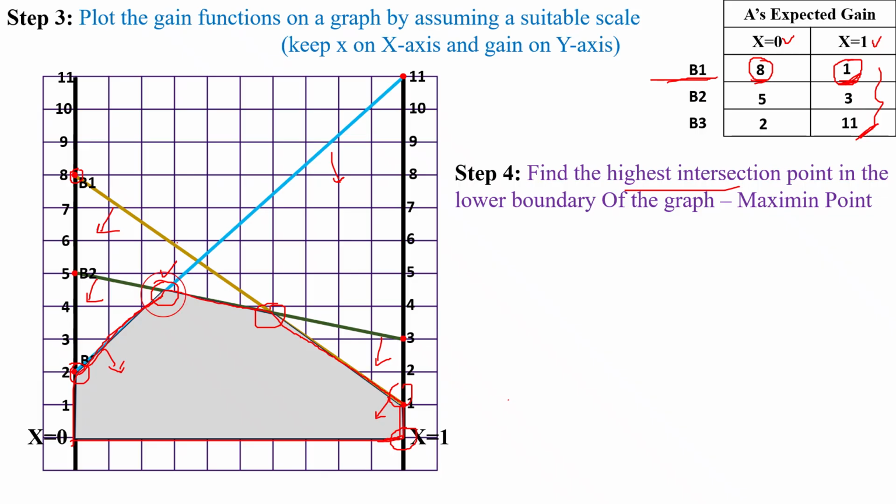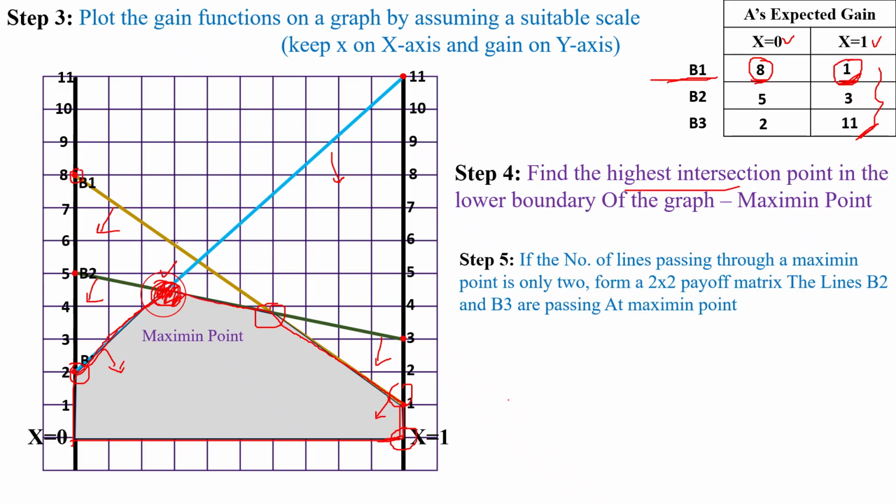So this is the highest intersection point, and this point we are calling the Maximin point. So this is the higher intersection point of the lower boundary of the lines. So the next step is we have to observe how many lines are passing through this Maximin point.